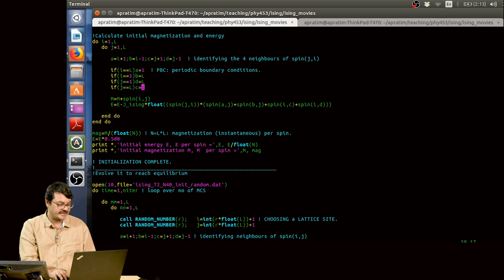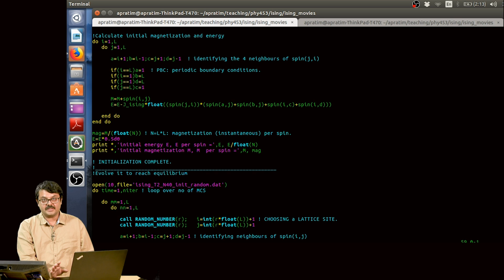This is on the other side. Now, you have basically identified the 4 neighbors of spin i j. Even if i or j lies somewhere on the boundary, periodic boundary conditions have been invoked. We have correctly identified the 4 neighbors of any spin on the lattice, wherever it is on the lattice, and m, which had been set equal to 0 before the beginning of the simulation.